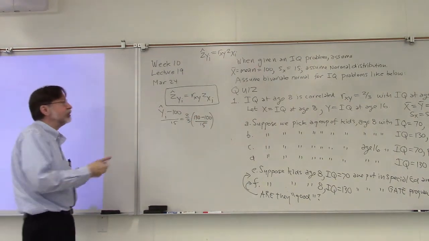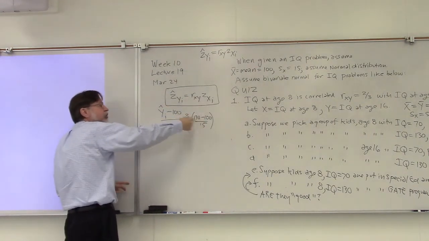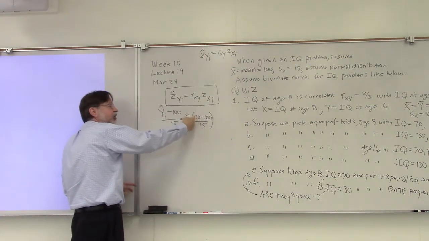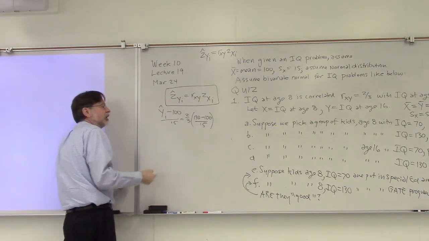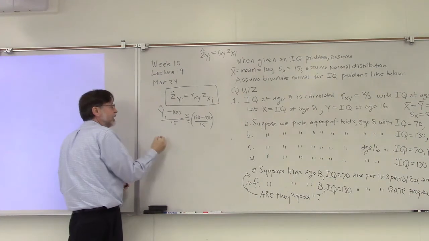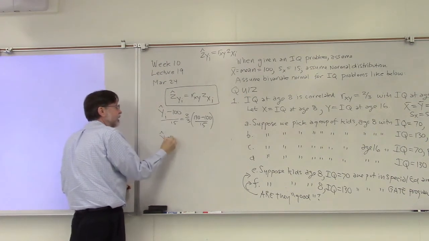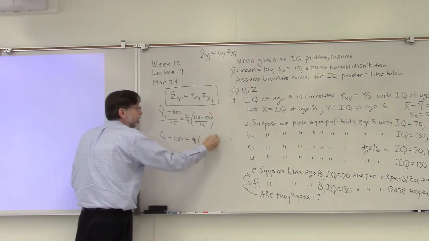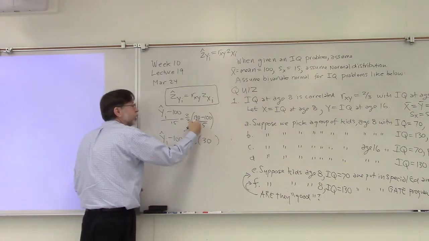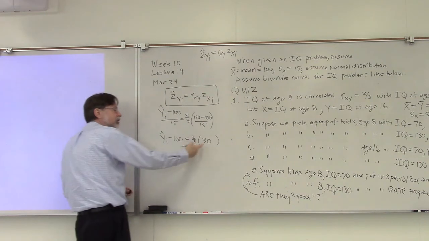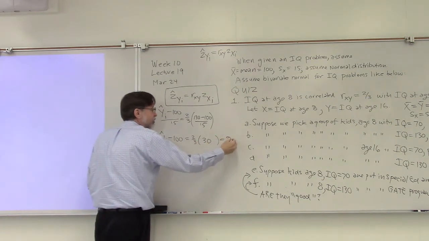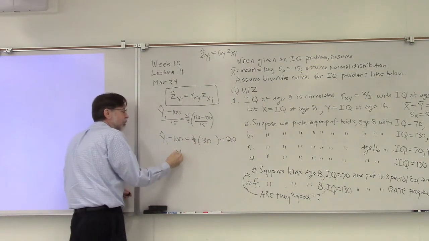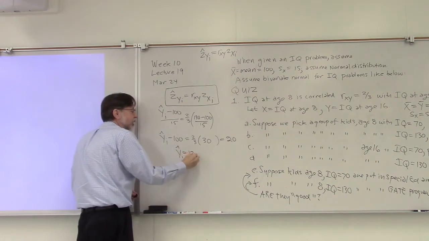Everybody agrees? So we just write the prediction equation, we substitute in. Now our x value is 130 instead. We multiply through by 15 and we get y hat i minus 100 equals 2/3 times 30, because 130 minus 100 is 30. 2/3 of 30 is positive 20. So that means that y hat i equals 120.